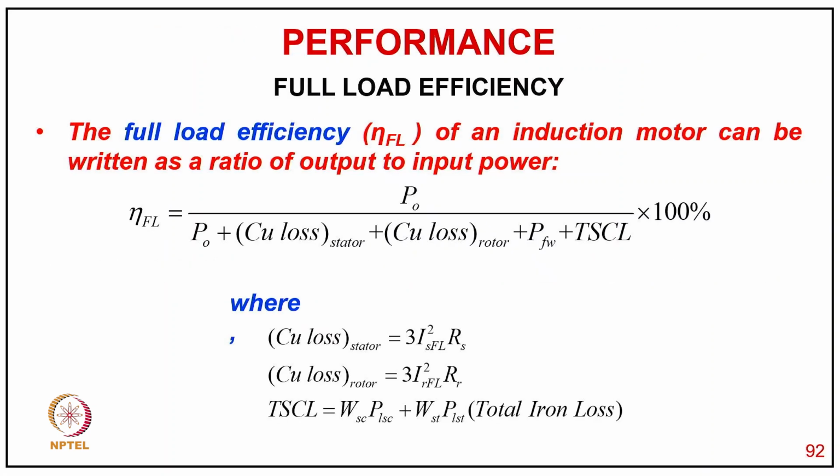So the full load efficiency of the induction motor can be written as the ratio of output to input power. The efficiency NFL equals PO upon in bracket PO plus copper loss of stator, copper loss of rotor, plus friction, plus TSL, into 100, where copper loss of stator is 3 ISFL square RS, and copper loss of rotor is 3 IRFL square RR, and TSL is WSC plus LSC plus WST plus LST, the total iron loss in the machine, plus friction, of course, we have taken.